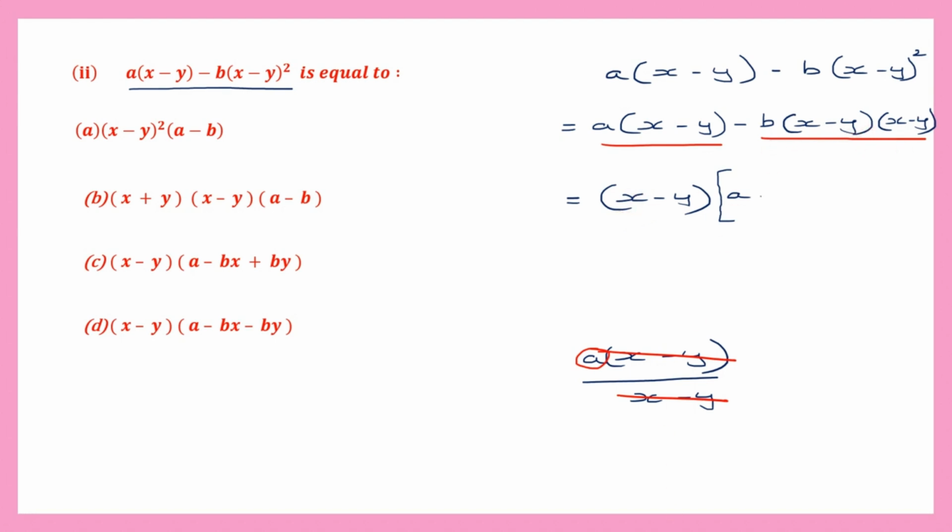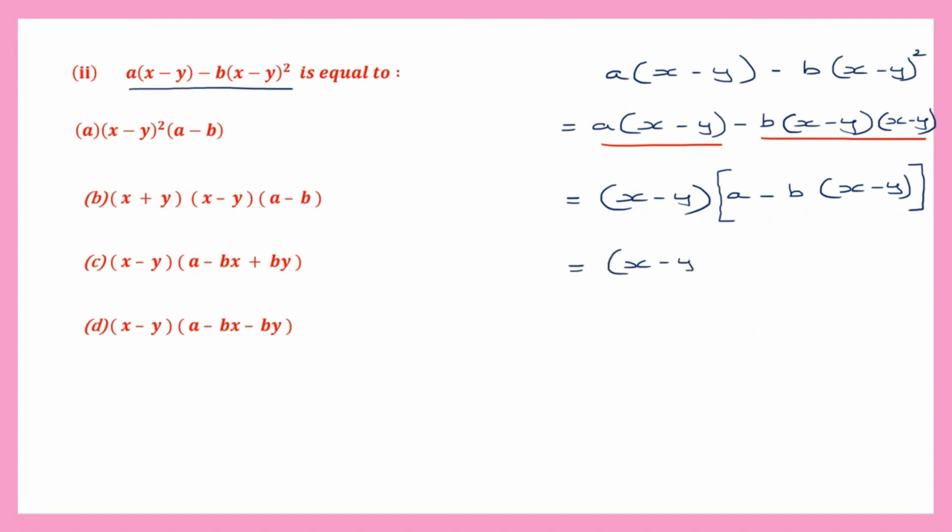So that means I will write minus b into x minus y, because there's only one x minus y I'm writing, because one x minus y is already outside. So out of the two, one is out here. Okay. Now let's simplify this part here. So this will be x minus y. This will remain as it is, x minus y.